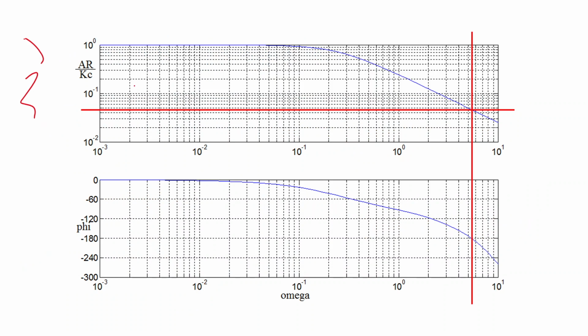These are the Bode plots. The first one shows the relation between the amplitude ratio versus the frequency omega, and the second is the phase lag versus omega. The phase crossover frequency is the frequency at which the phase lag is minus 180 degrees. So over here the phase lag is minus 180 degrees, and this is our phase crossover frequency. At this point our amplitude ratio should be less than 1 for the system to be stable. So this is what our Bode stability criterion states.